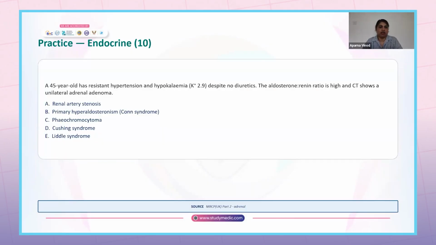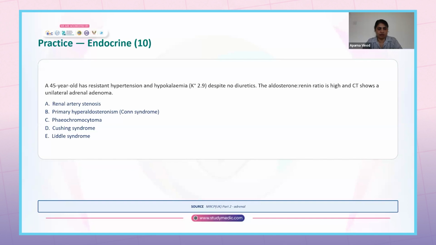Another practice question. A 45-year-old has resistant hypertension and hypokalemia despite no diuretics. Aldosterone-renin ratio is high. CT shows unilateral adrenal adenoma. So note the point: young patient, 45-year-old, resistant hypertension and hypokalemia. You can also find metabolic alkalosis in Conn syndrome. This is Conn syndrome because the aldosterone to renin ratio is high, and CT is also showing adrenal adenoma. So the answer is obviously primary hyperaldosteronism.